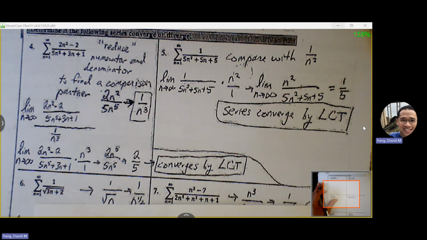Otherwise you have to find a different method. It depends on the problem, right?